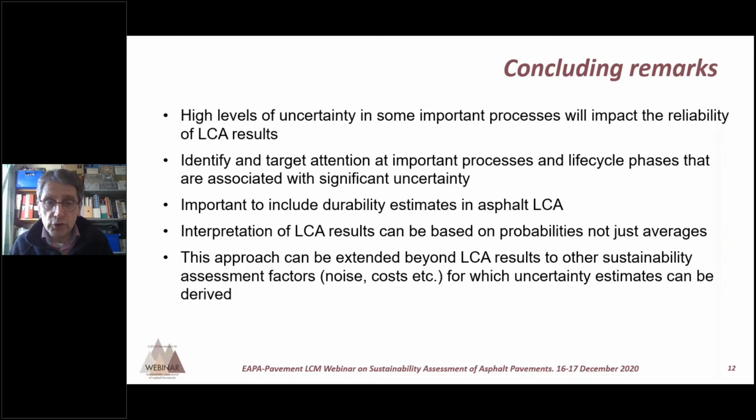It's very important to include durability estimates in asphalt LCA if you're going to interpret the results properly. If you go through the process of assessing uncertainty, you get not just average LCA results, but probabilities, and it's much easier to compare probabilities with confidence than it is single numbers. And lastly, although we've only done this for the LCA results, any factor in your sustainability assessment, like noise or costs, for which you can generate a probability density function, can be interpreted in exactly the same way.